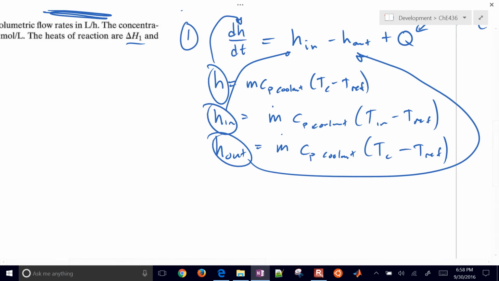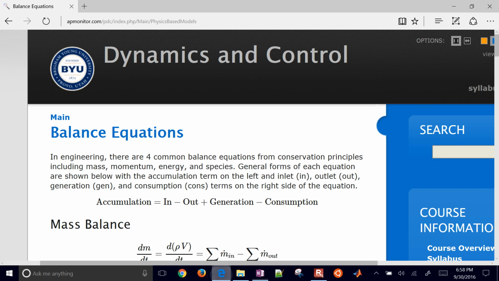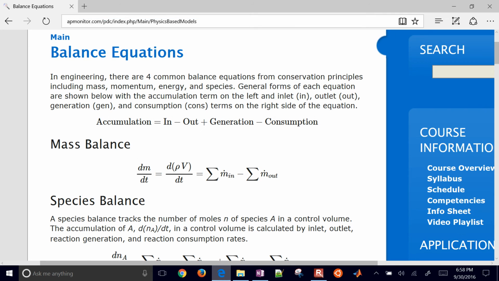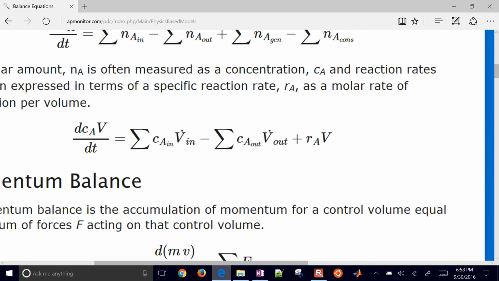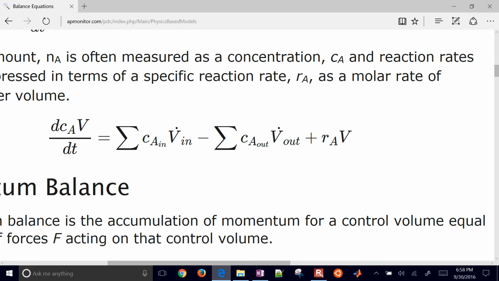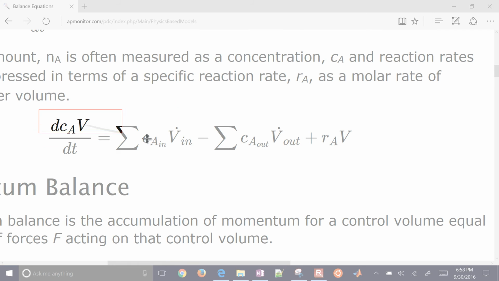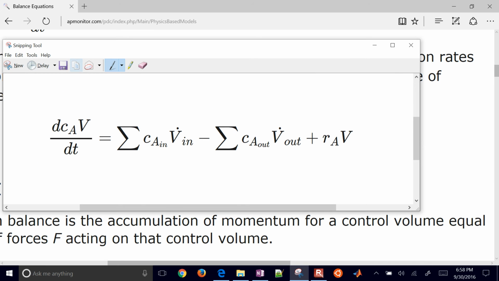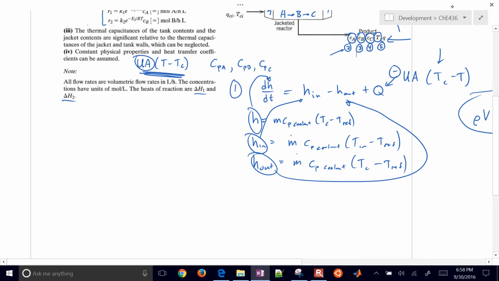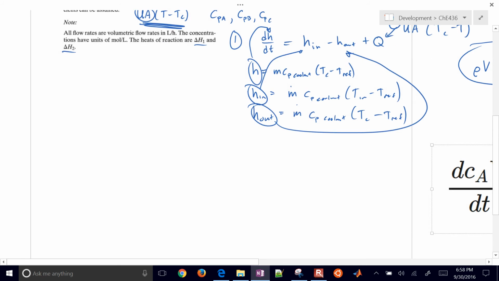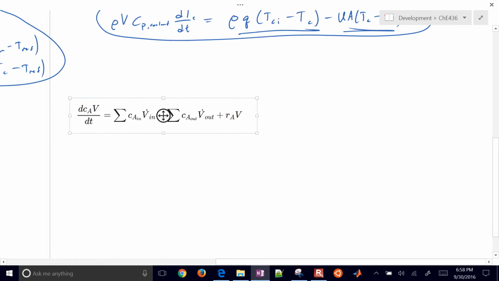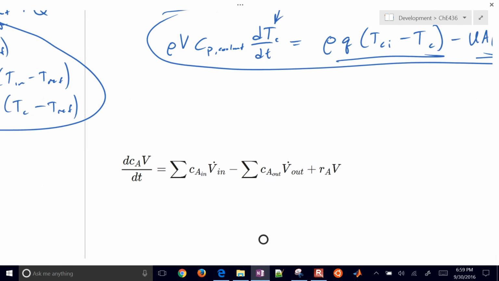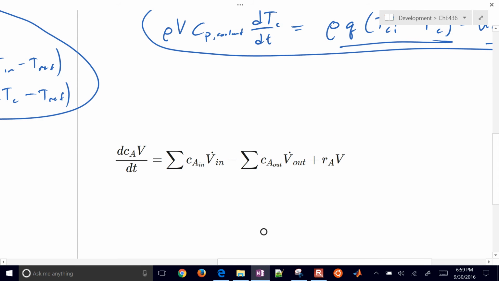To do this one, there's a little bit of additional information on balance equations at this website. We're going to do a species balance. We're going to go ahead and just grab this one, copy it out, and paste it in here. Okay, so there is our species balance right there. We're going to do this for the concentration of A.